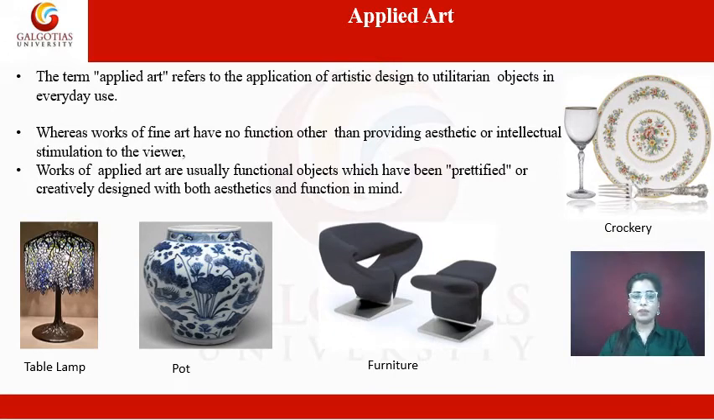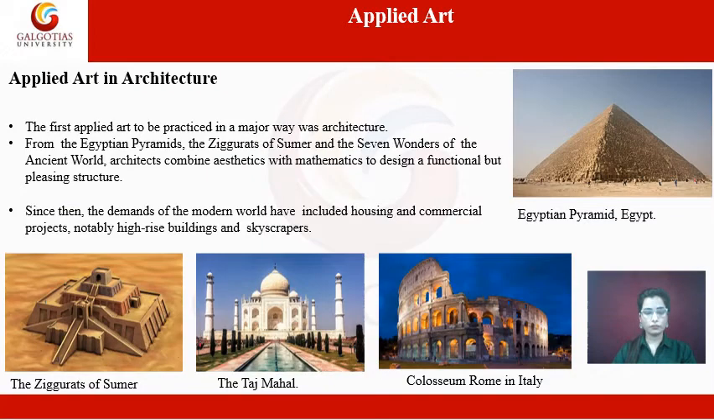For example, a table lamp. This is a daily use object. Next is the pot. Next is furniture. So basically applied art means, as I mentioned, objects used in everyday use. So these are all examples of applied art.